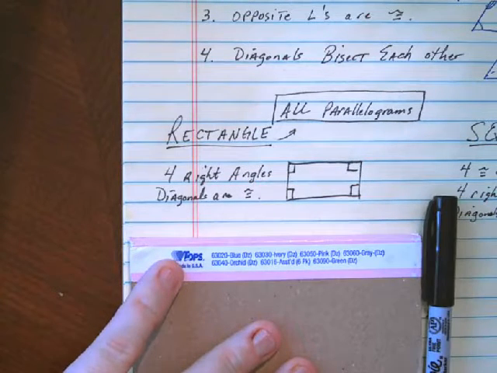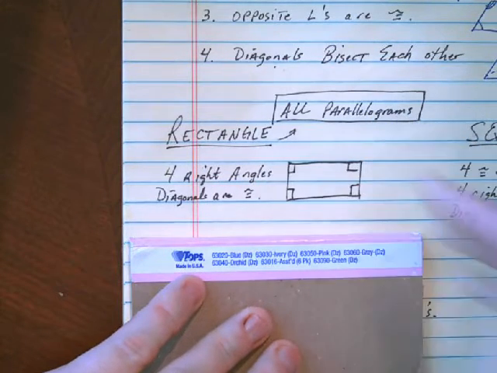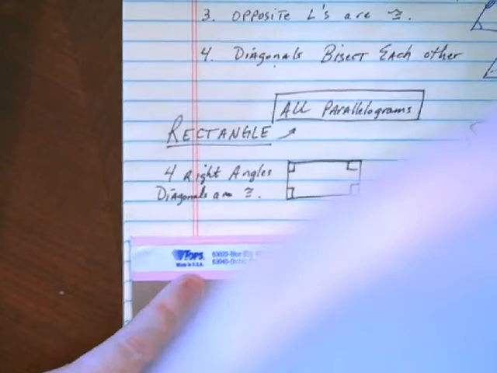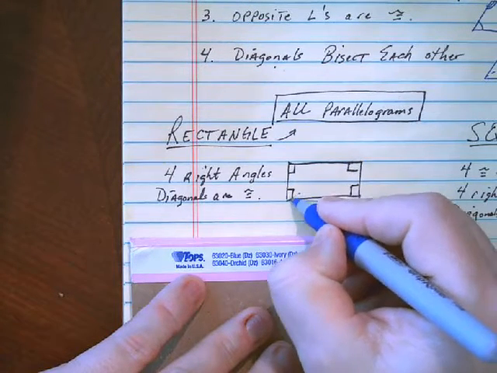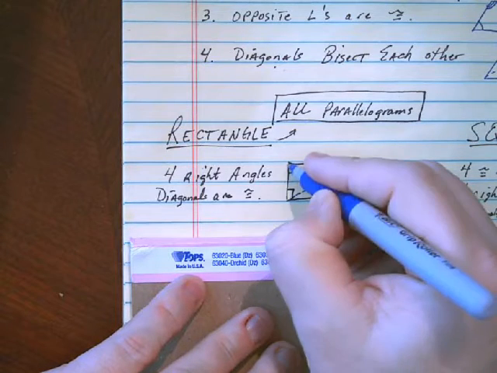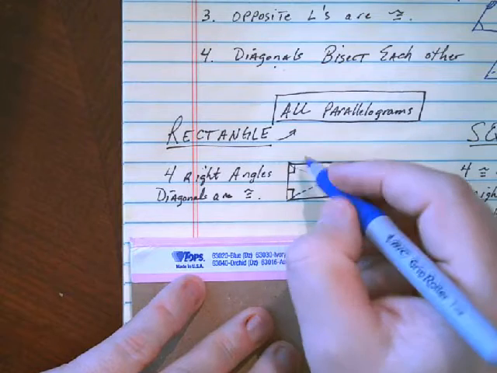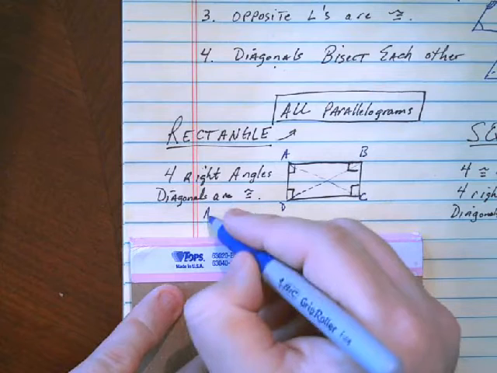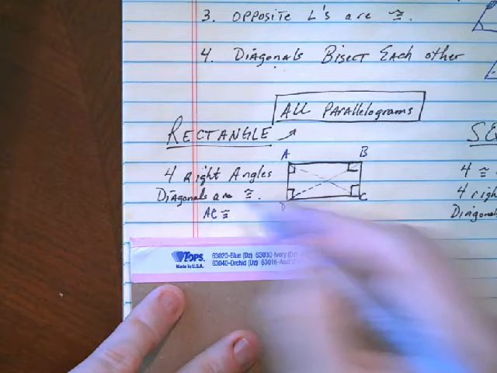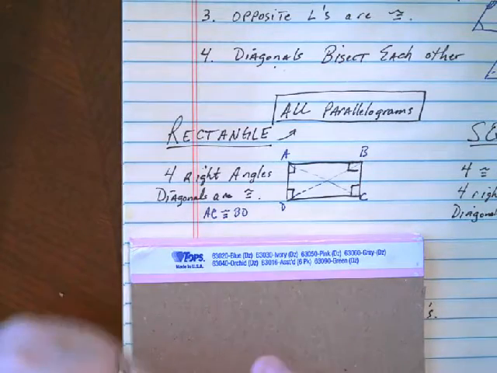Another thing that's unique about a rectangle is not only do the diagonals bisect each other, that's true, but the diagonals are congruent. So when I put this and this, do they meet at a 90-degree angle? No, they don't. But the diagonals are congruent. So if I have ABCD, I know that AC is congruent to BD. Okay, that's what's true about a rectangle.